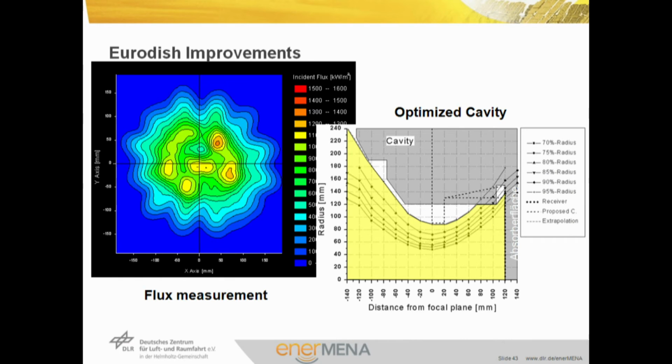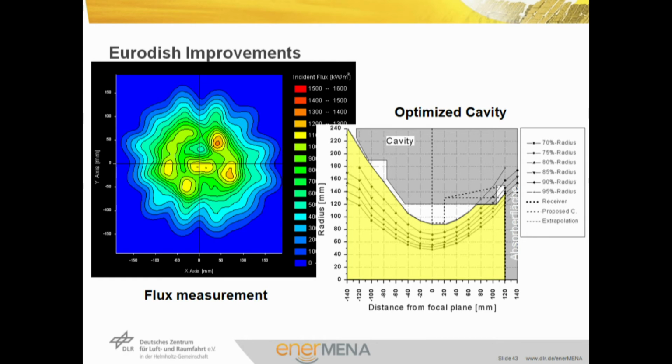On this slide, I want to introduce some possibilities for how the performance of a Stirling system can be improved. On the left you can see a so-called flux map of the concentrator. The different colors represent different flux densities of the concentrated sunlight on the receiver surface. Measuring the flux densities in different planes between the focus and the receiver surface allows us to optimize the cavity and aperture geometry to reduce the thermal losses out of the aperture.